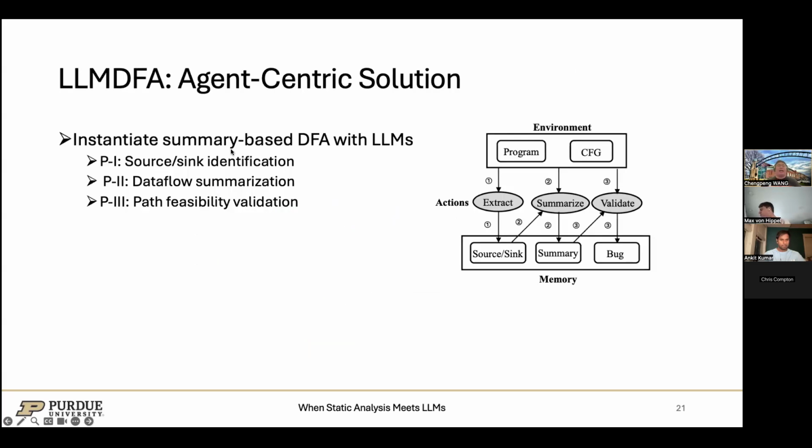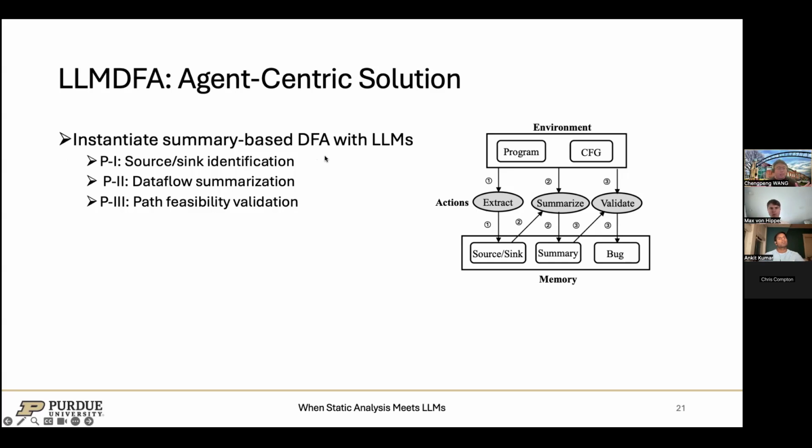So in this case, we can design an agent-centric solution, which means we can decompose the problem into these three sub-problems. First, we identify the source and sink. This is the prerequisite of bug detection, right? According to the bug definition, we can do this very straightforwardly. Secondly, we can summarize the data flow for each function. Here we can retrieve the functions according to their call graph. And finally, we can combine the data flow summaries and obtain the data flow paths. Eventually, we can just validate the feasibility of these paths, right?